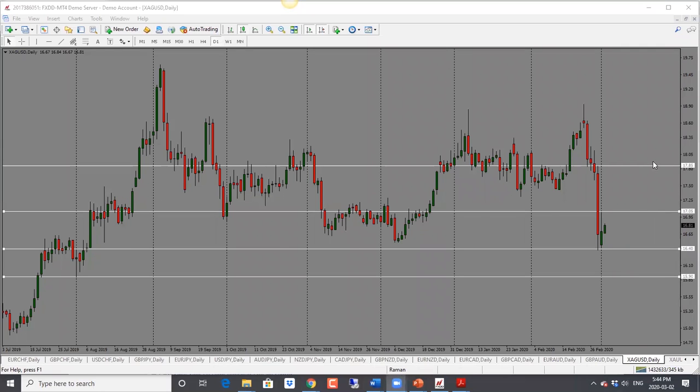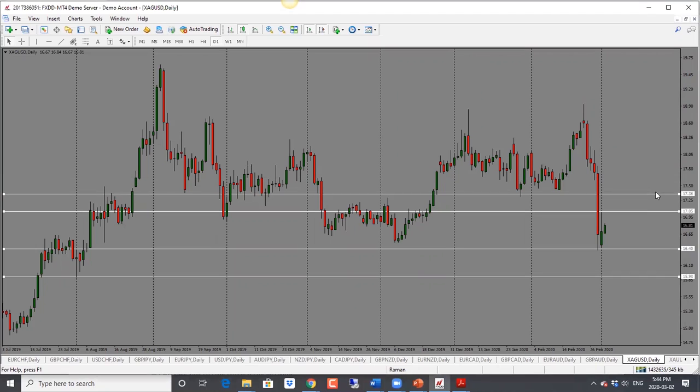First target is 17.00, and if it goes through that level, we could see it go all the way into 17.40. But chances are, as long as it holds below 17, this one could drop further. So for now, neutral bias for silver.